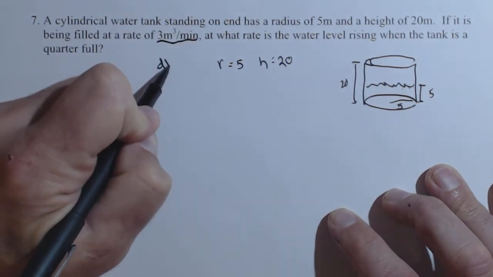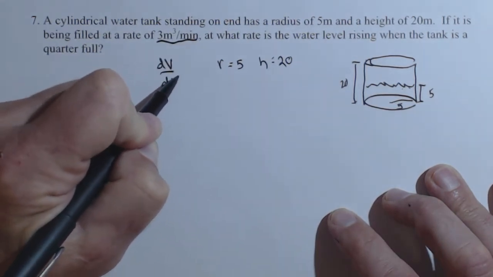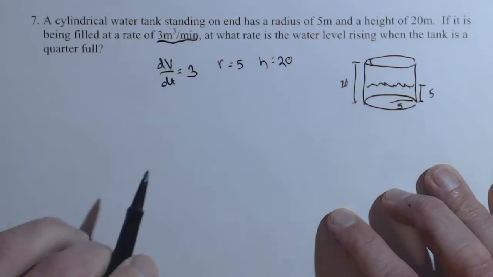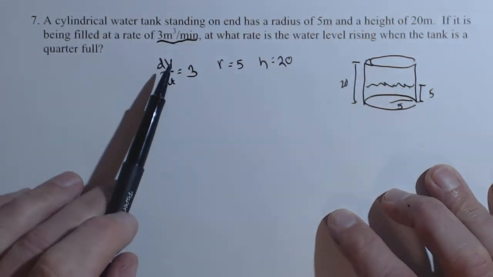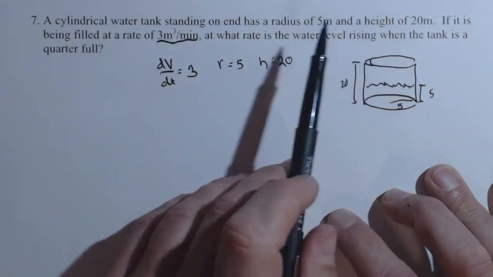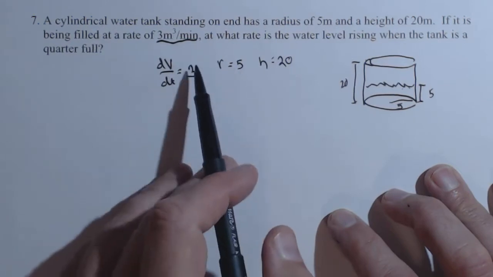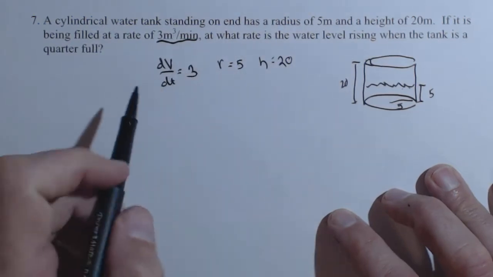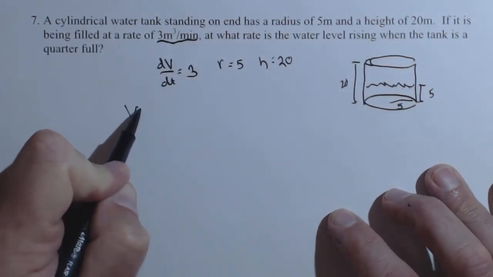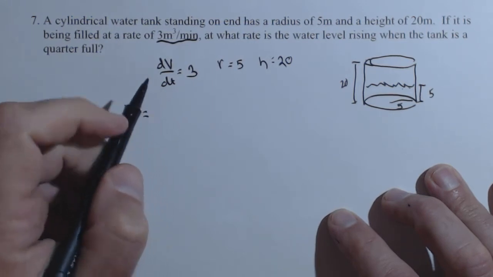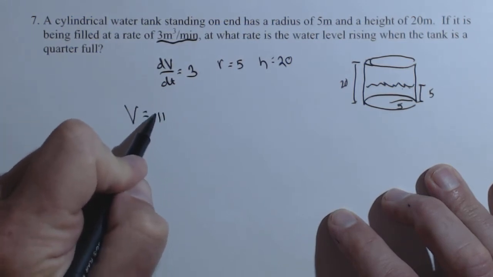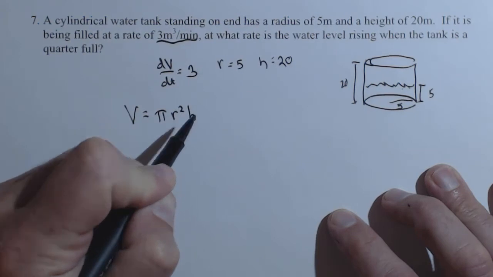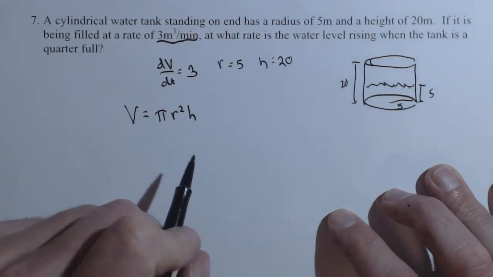So in our calculus notation, we might denote that dV/dt equals 3. What that tells us is we're looking for the rate the height is changing. So we want a relationship between the height and the volume. So for a cylinder, that relationship is pi r squared times h.